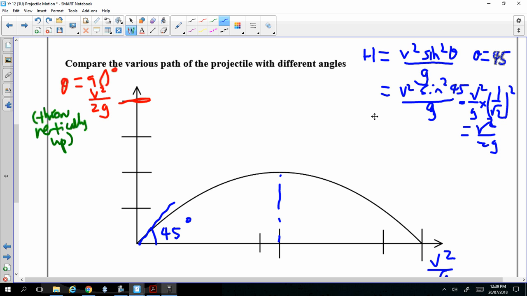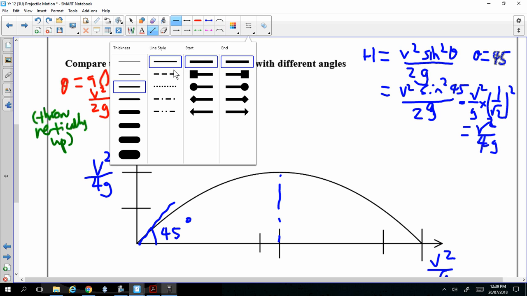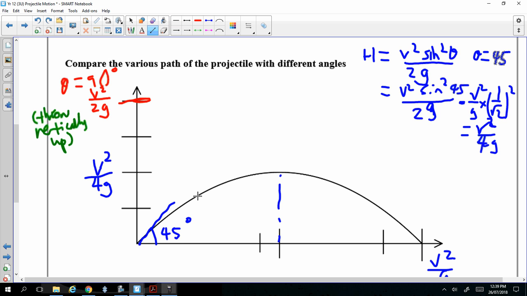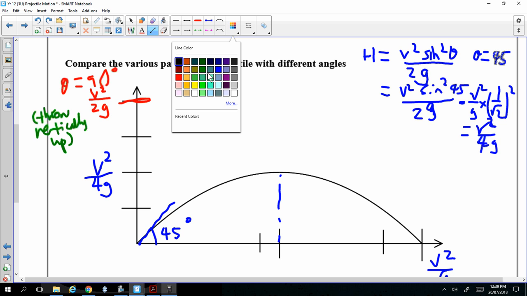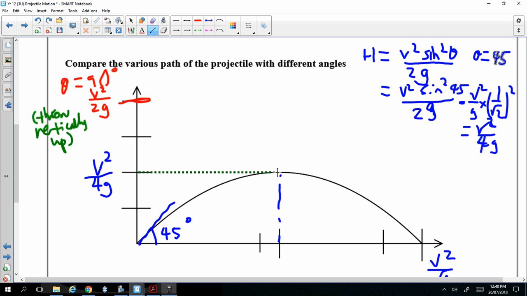So that's the diagram. Let me use the dotted line tool. Alright, that will work in blue, maybe a green pen. So let's go like this. We've been decorating the diagram. Okay, that looks good now.